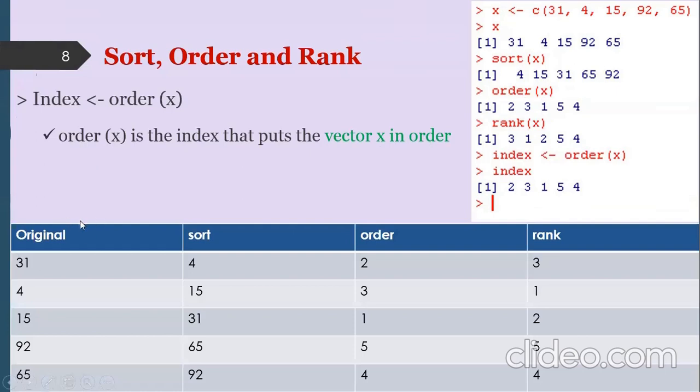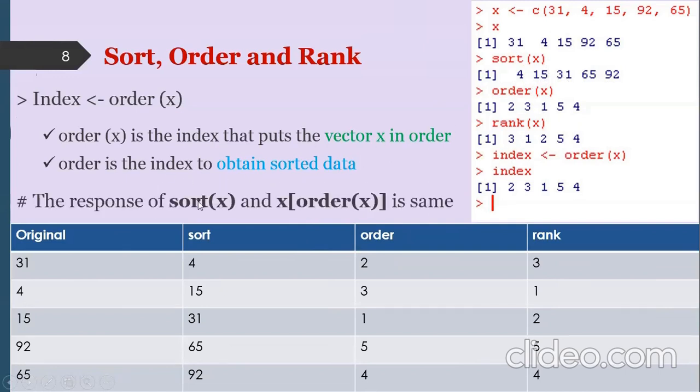So this is how we can differentiate between sort, order, and rank. Order is the index to obtain sorted data. Whatever sorted data we have, order is actually its index. So 4 is actually at second position, 15 is actually at third position, and 31 is actually at the first position.